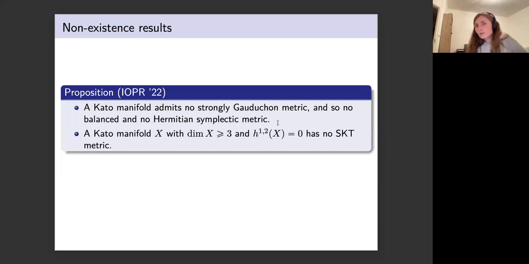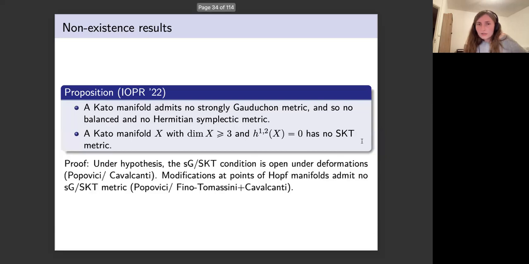Another remark is that this cohomological assumption, we can show that it holds on some class of Kato manifolds, and we believe that it should always hold. So this hypothesis should not be necessary, or rather just always satisfied. But we couldn't show that, so we have this. And this really just follows by applying different results known about these structures, already from the literature.